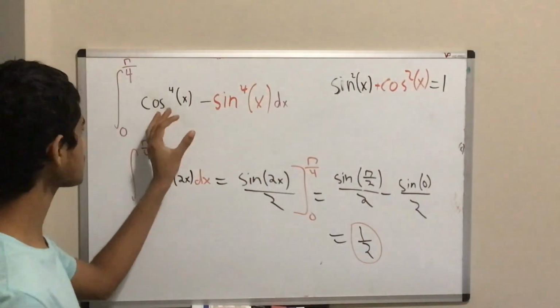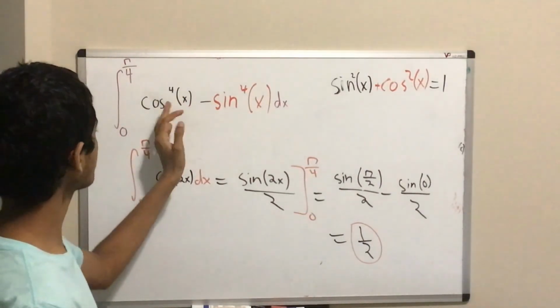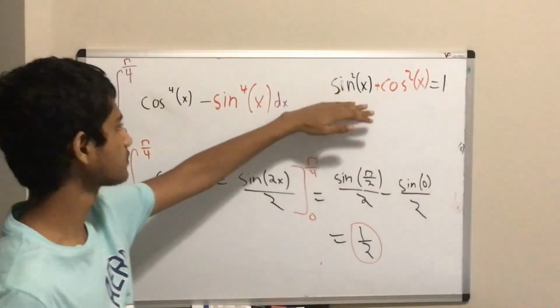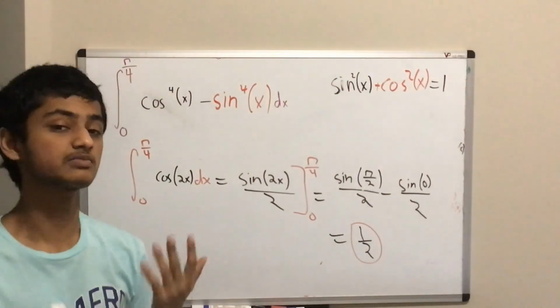I hope you guys understood how to solve the integral of cosine to the fourth of x minus sine to the fourth of x using the Pythagorean identity, and maybe apply it to some different cases.